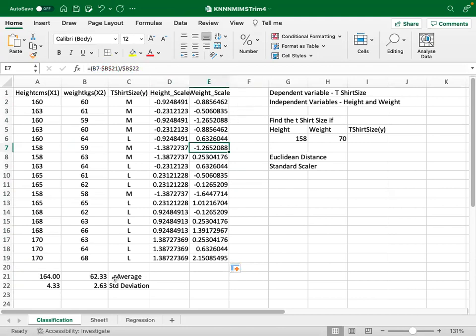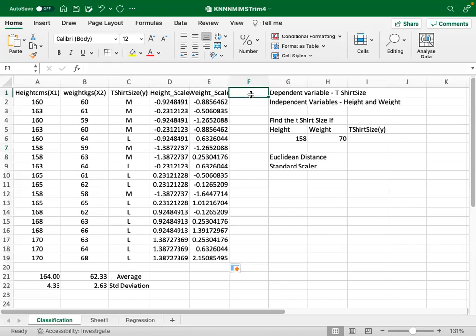Fn plus F4. On most laptops, you have an Fn button on the left side. Fn plus F4. On regular keyboards, it is directly F4.